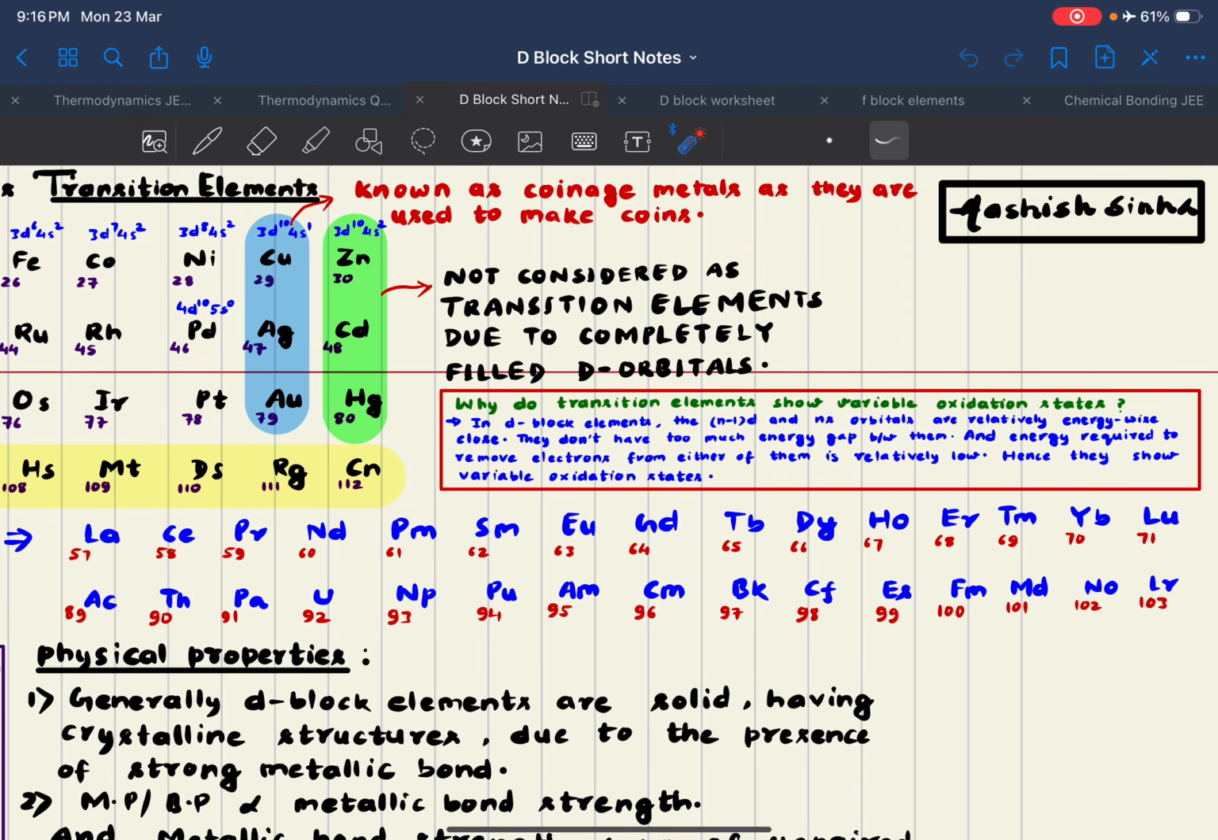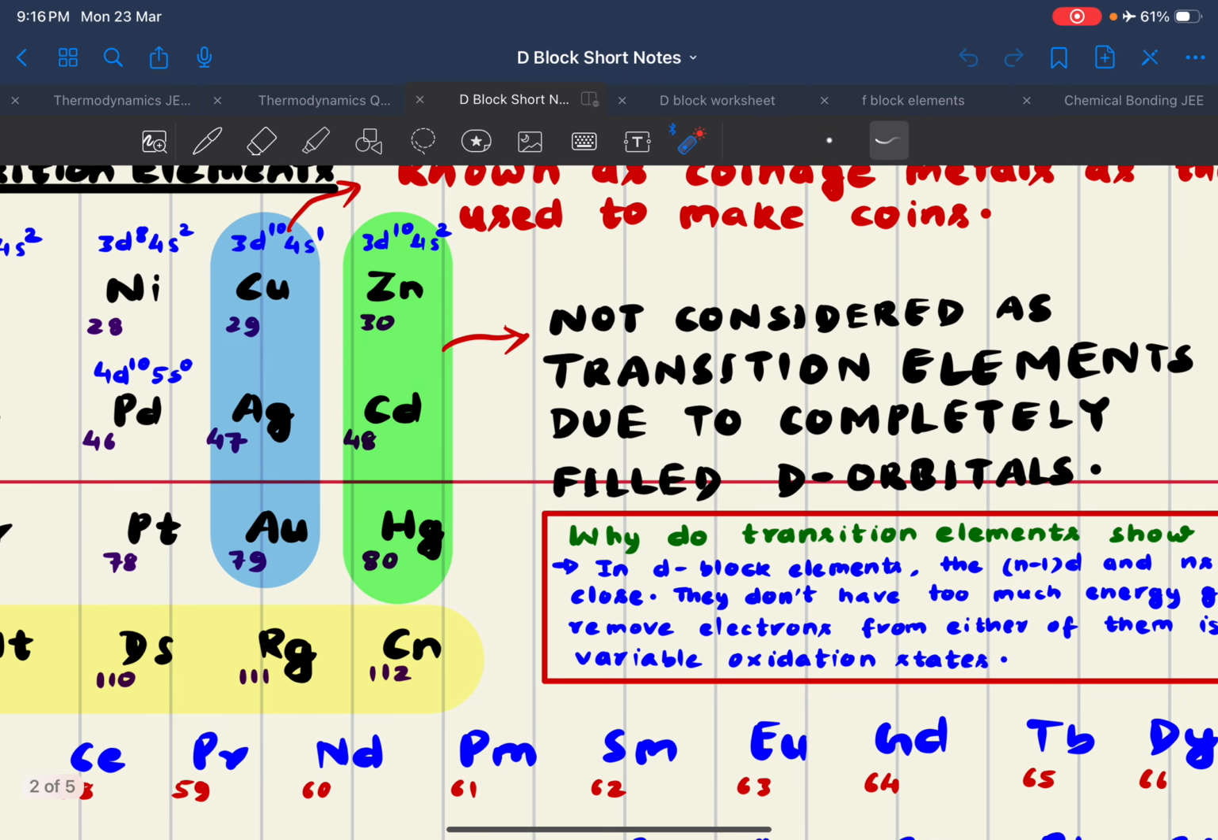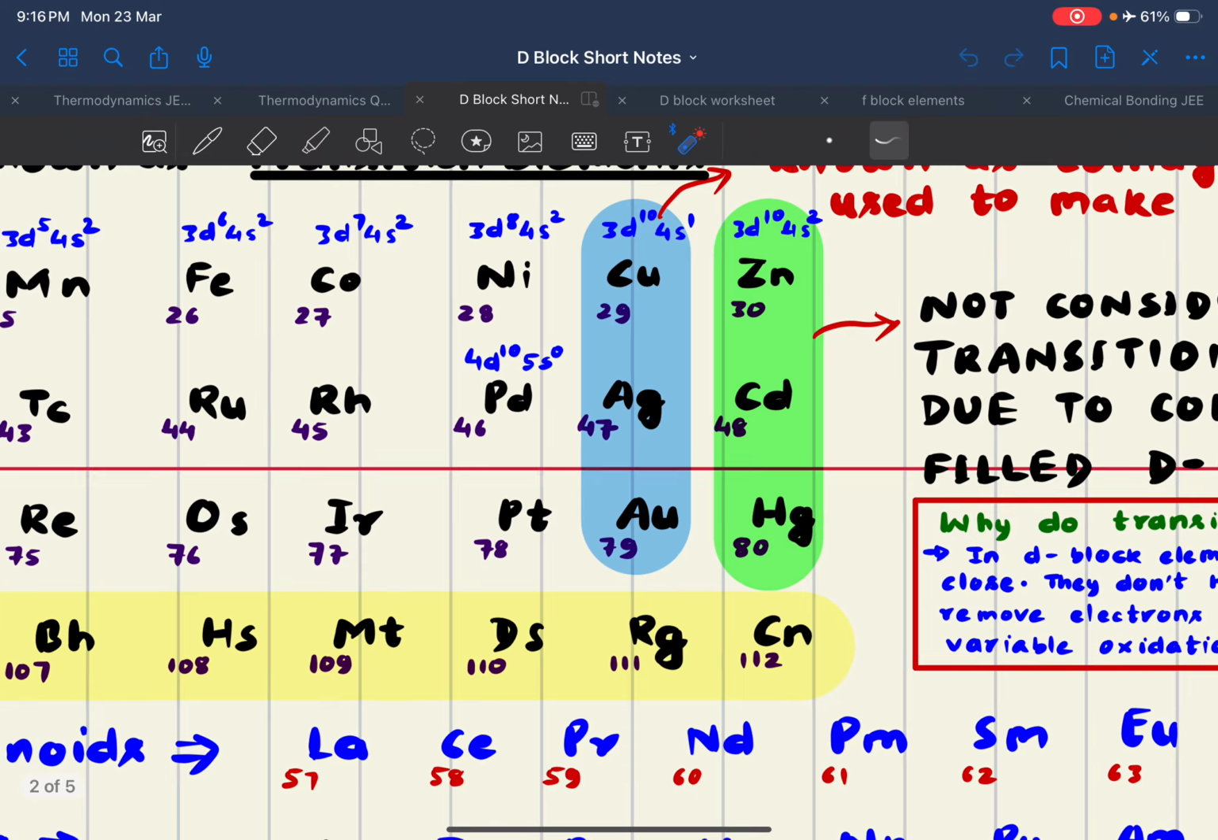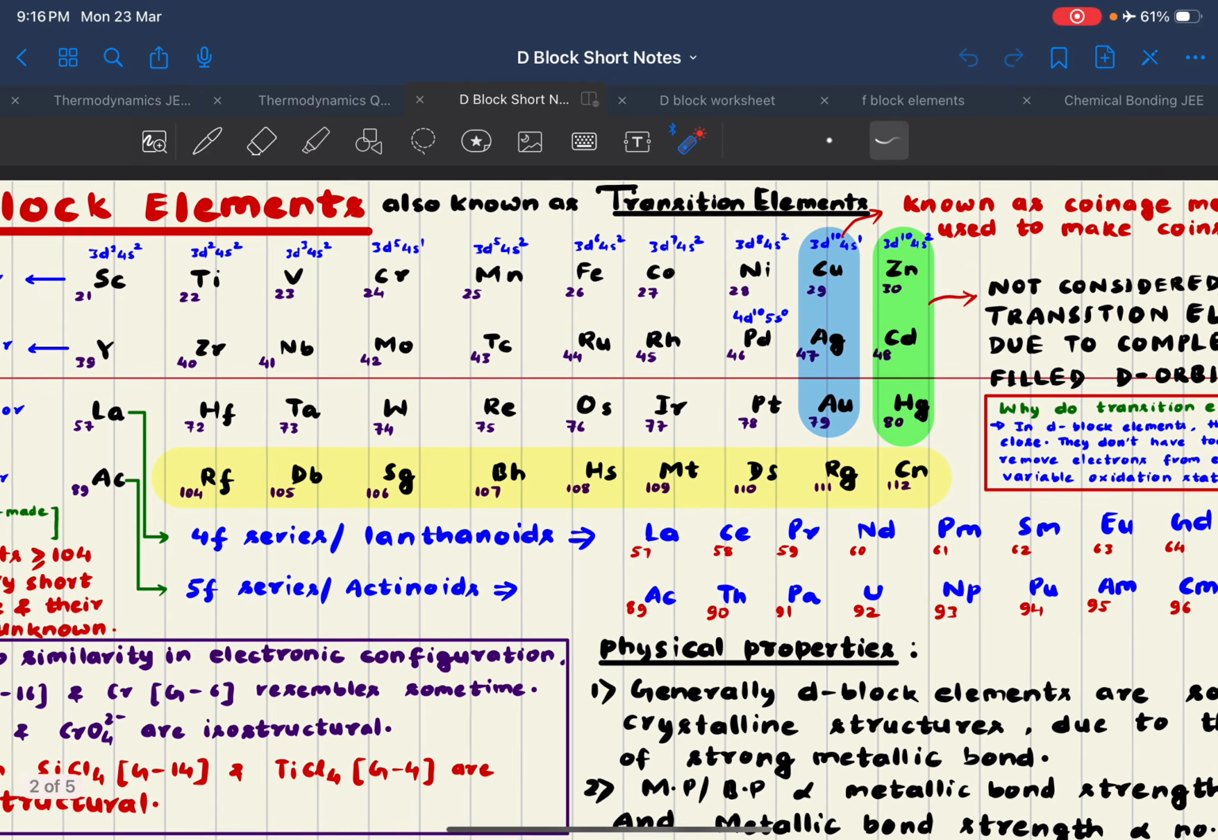Now, a few important things. Zinc, cadmium, and mercury are not considered transition elements because their d orbitals are completely filled. You can see the electronic configuration: 3d10 4s2, meaning all the orbitals are fully filled. That's why they are called D block, but not transition elements. Hope it's clear, guys.